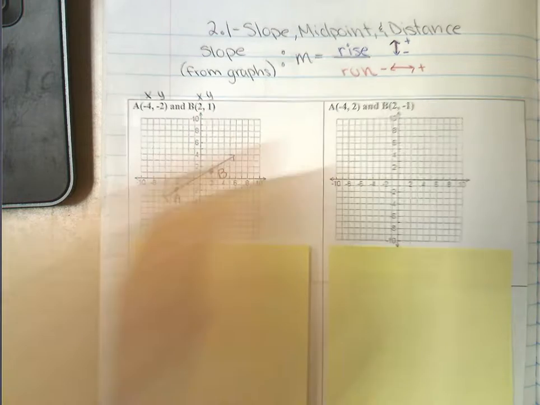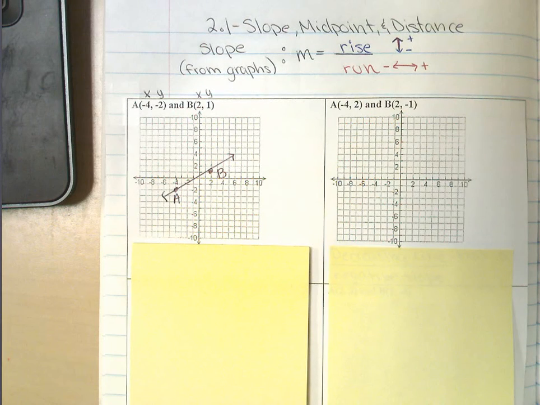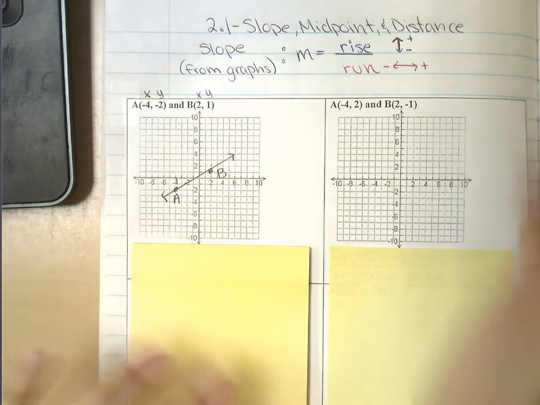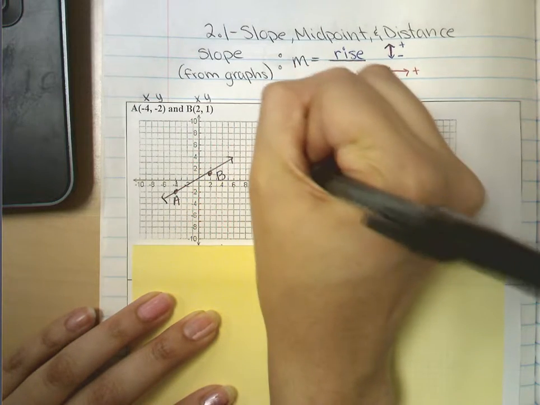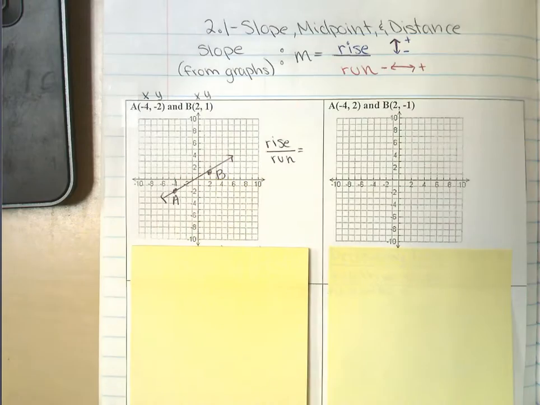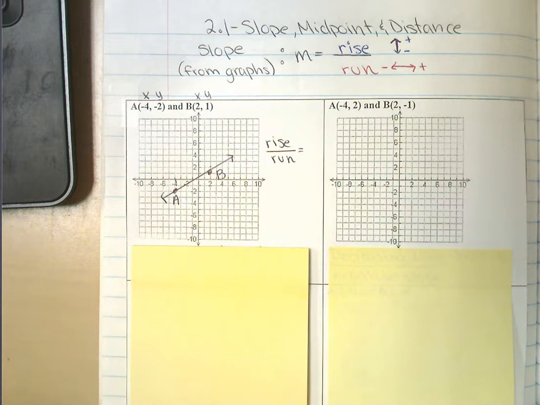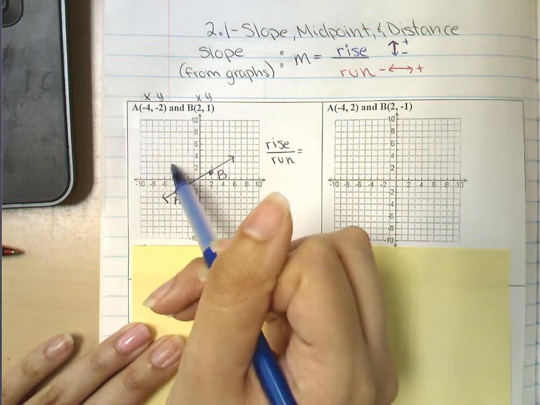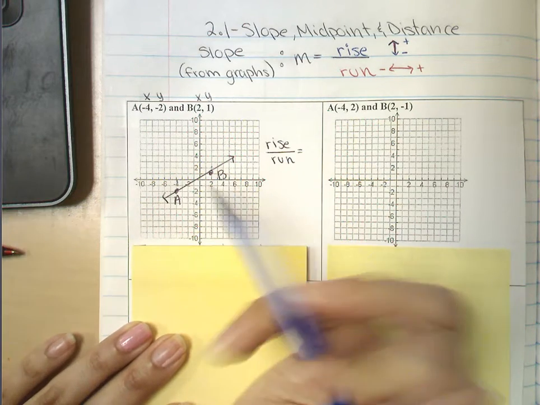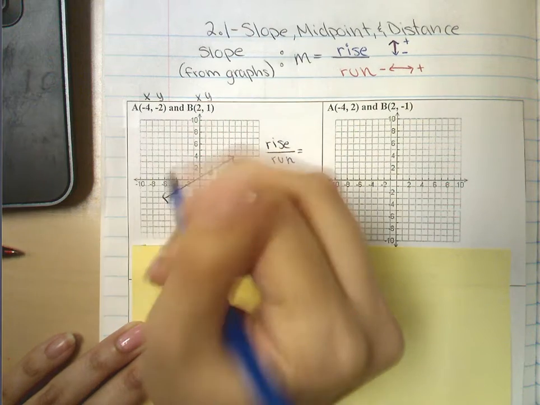So here's my line. To calculate the slope for this, I need the formula rise over run. So I'm going to pick one point. It doesn't matter which point I start from. I'm just going to start with point A, and I'm going to move up and then over to reach point B. So I'm going to count how many units I go up.